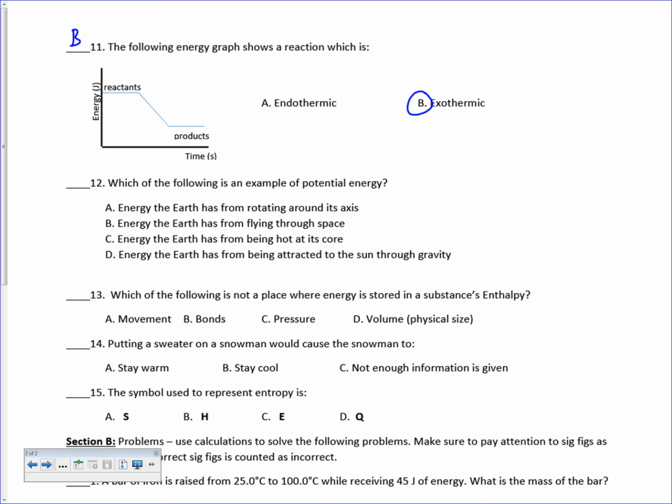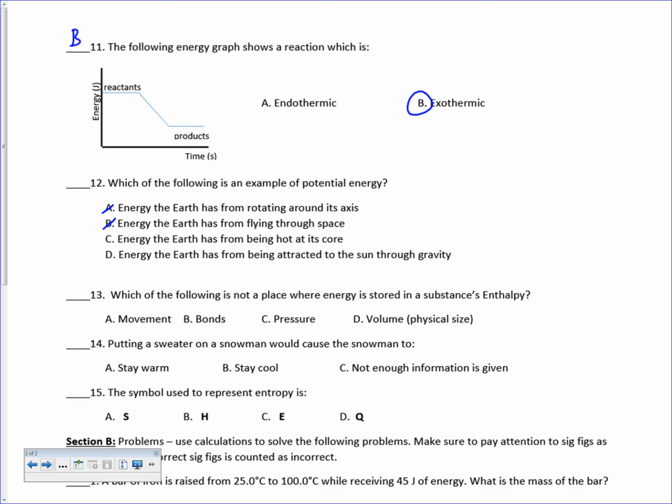Which of the following is an example of potential energy? Potential energy is stored energy versus kinetic energy, which is energy that something has that's in motion. So looking at these, we've got energy of the Earth rotating about its axis. Rotation is motion. Okay, so it's not A. Looking at B here, energy the Earth has flying about in space. So that one also, flying is moving, so that's kinetic energy.